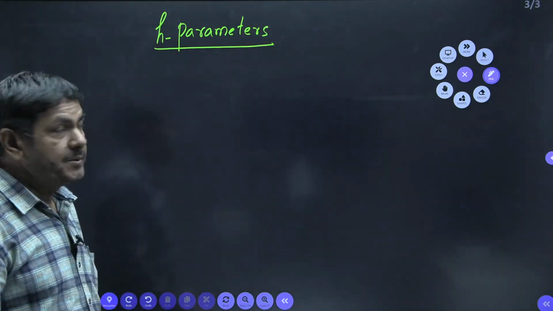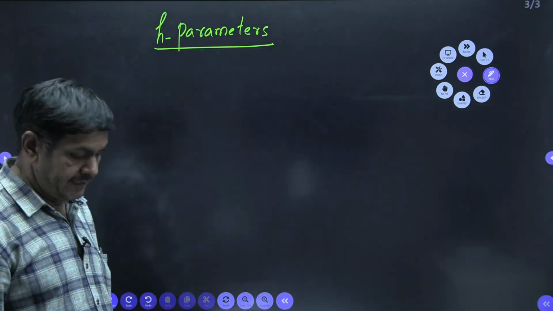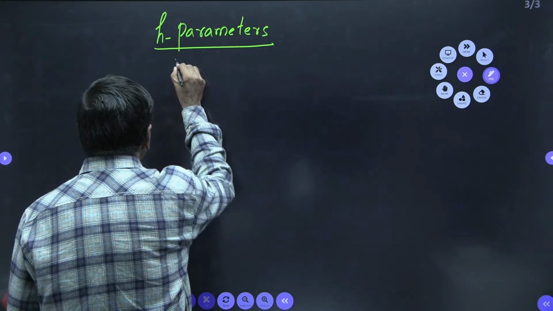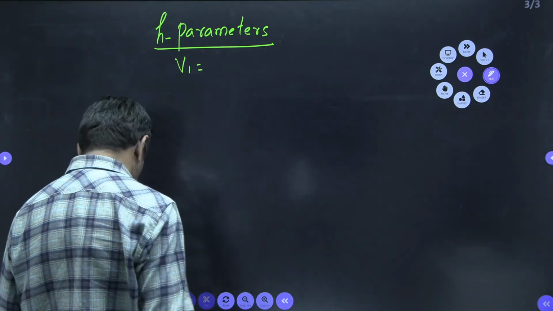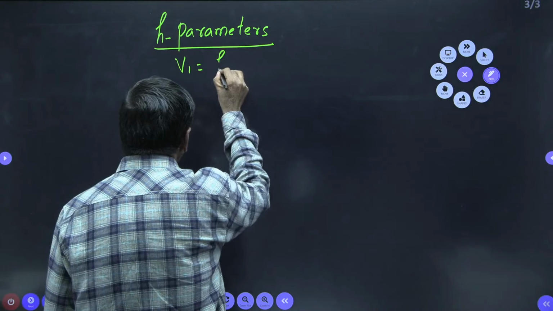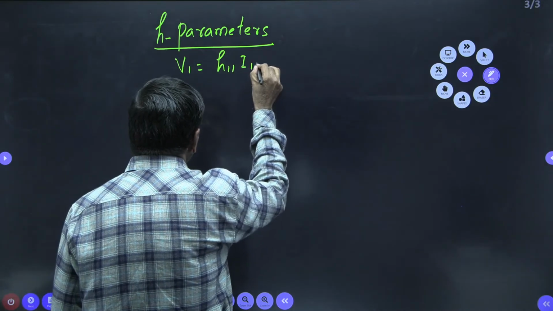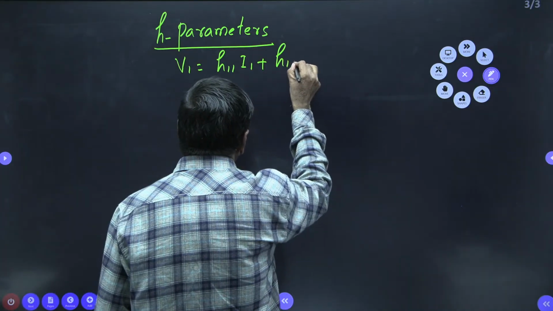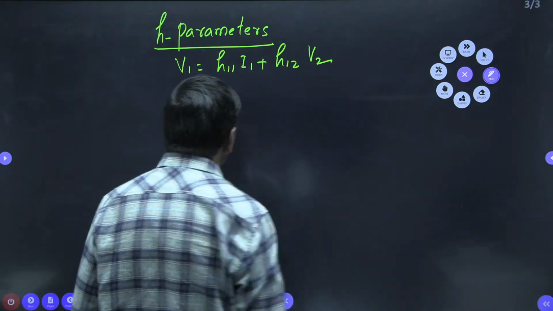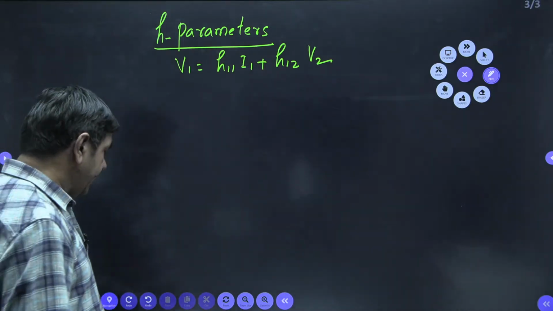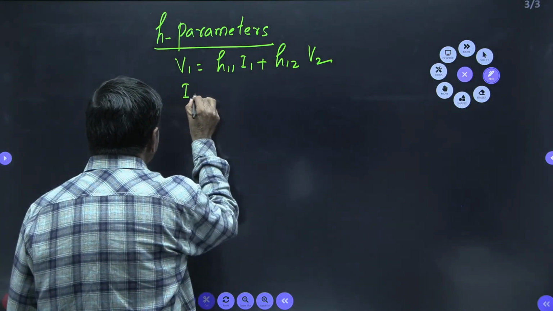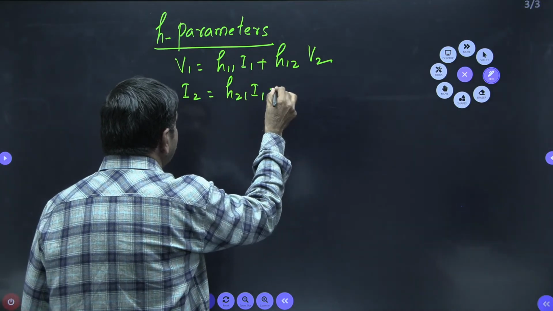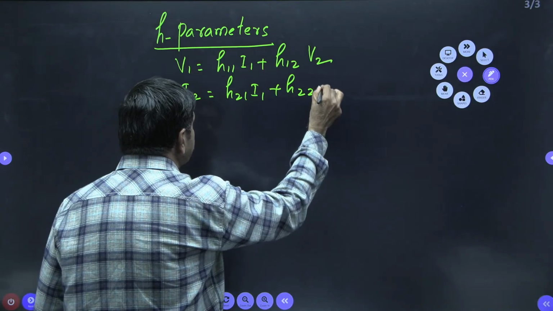But how are the H parameter equations taken? That is more important. The H parameter equations are taken in this way. V1 equal to H11 into I1 plus H12 into V2. And the second equation is I2 equal to H21 into I1 plus H22 into V2.